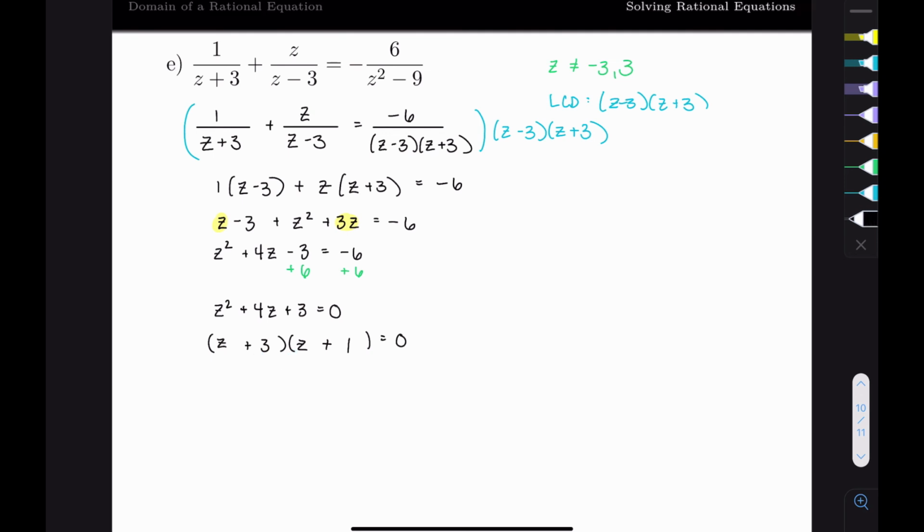So now that we have it factored, we go ahead and set each factor equal to 0. And maybe now you can see a bit of a problem, because here when we subtract 3, this was the expression we had in the bottom. We get a solution of -3, which is extraneous. So I only end up with a single solution by subtracting the 1. We get z equals -1.